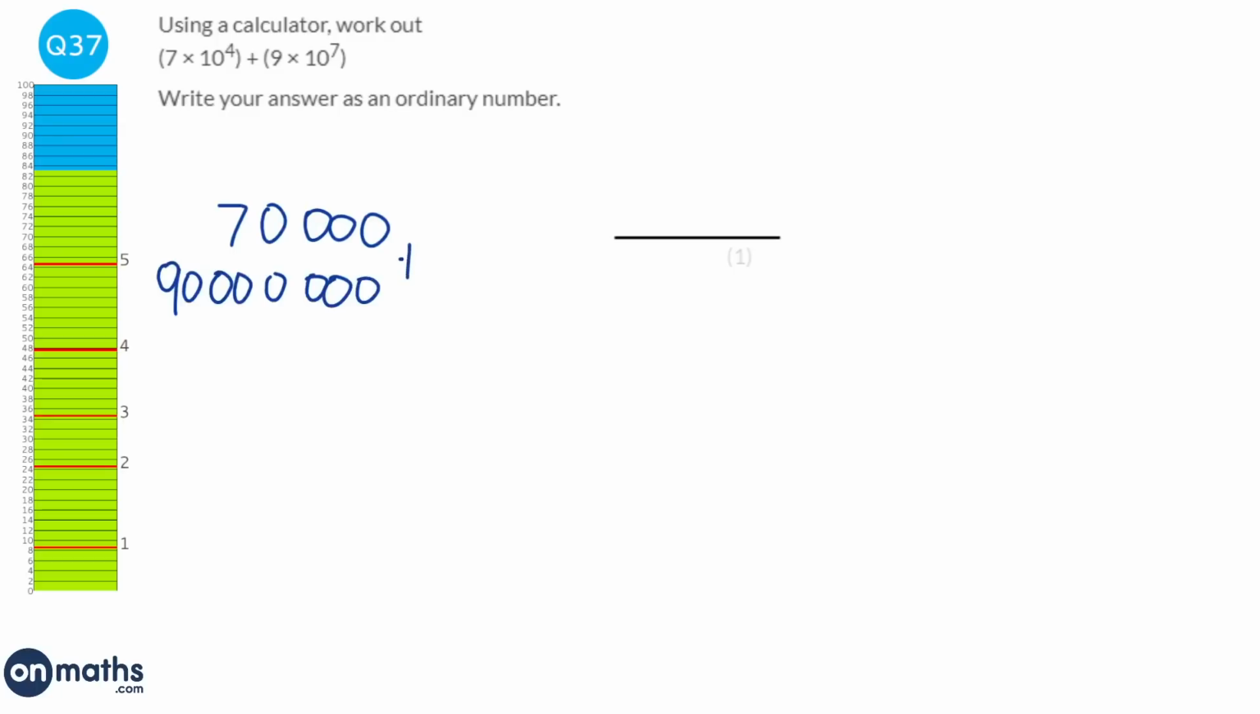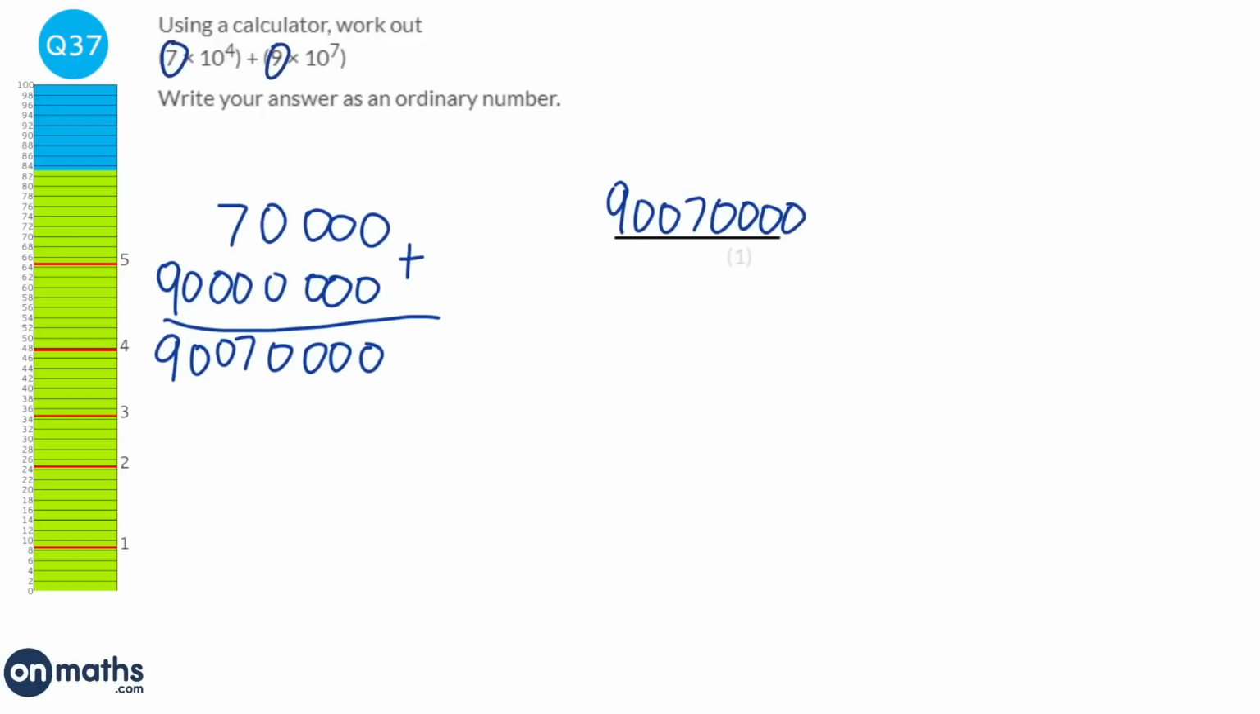And so when you add them together, you get 900700000. Now, if you have access to a calculator, if this is on the calculator paper, then you can just type it into your calculator. Some people think there's a quick way of doing this, like adding the 7 and the 9. There isn't. You've just got to work out what this number is, work out what this number is, and add them together.